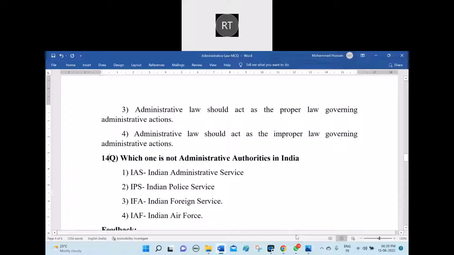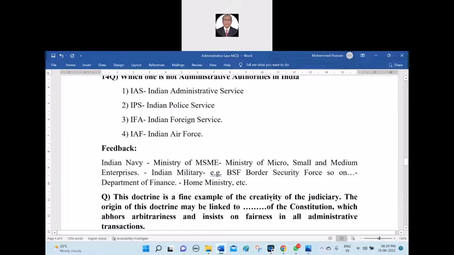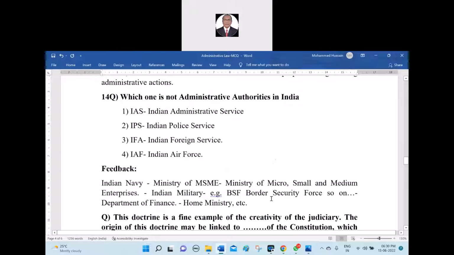Today everybody failed. I got the point. What is the right answer? 3, sir. There is no Indian Foreign Service in the administrative authorities. I saw Indian Administrative Service there, Indian Police Service is there, Indian Air Force is there, Indian Navy is there, Ministry of MSME, Micro, Small and Medium Enterprises is there, Indian Military is there, BSF is there, and so on. Department of Finance is there, Home Ministry is there, and these all come under the administrative authorities in India.